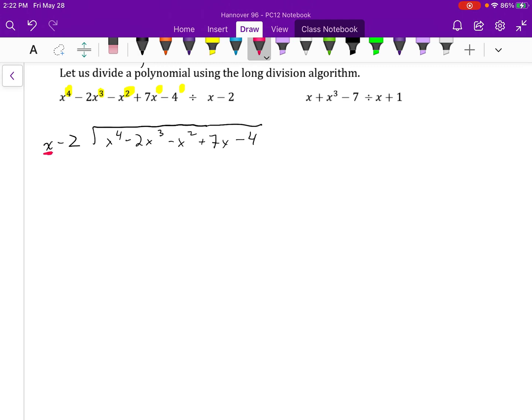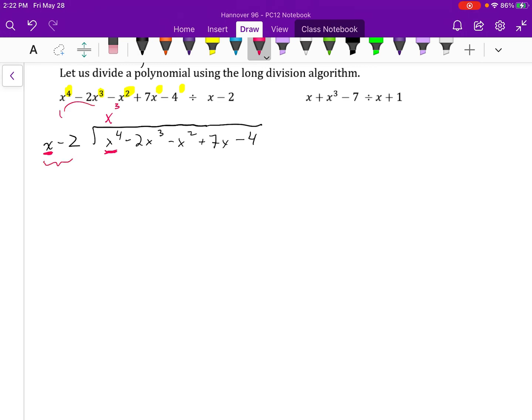So let us begin. We begin by asking ourselves not how many times does x minus 2 go into this, but rather we take a different view. How many times does x go into x to the power of 4? Now, don't answer that question. Change it around so it becomes easier. x times what is x to the power of 4? Well, that's x to the power of 3.